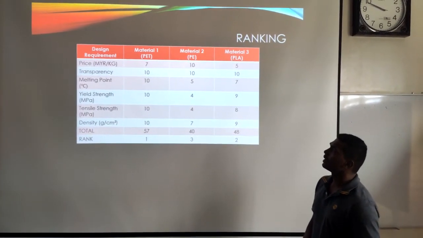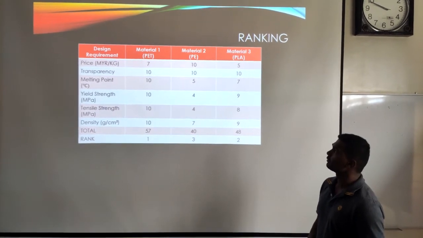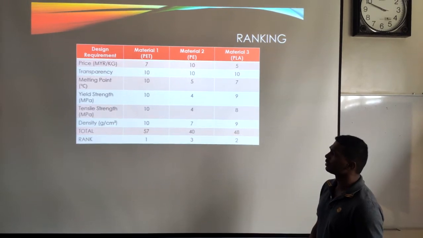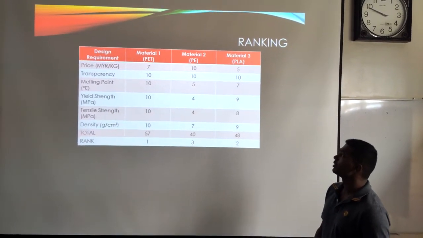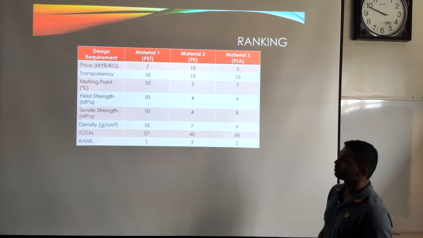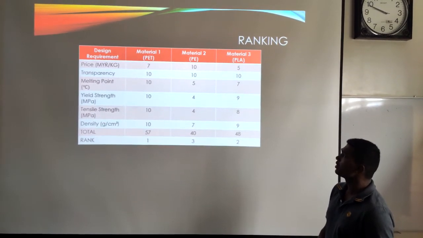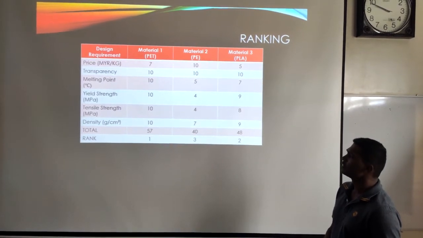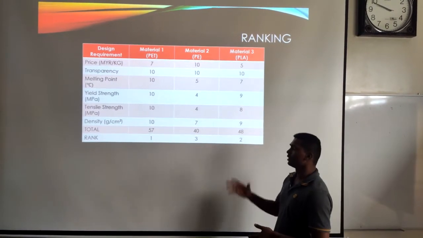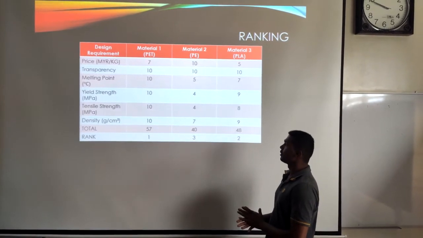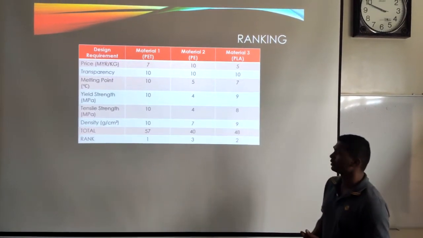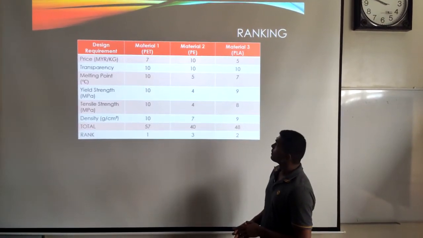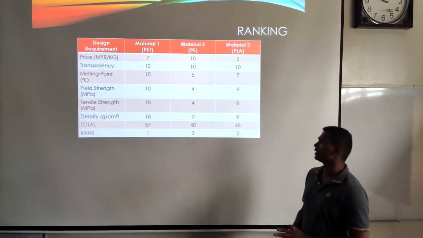For the melting point, PET has got 10, PE is 5 and PLA is 7. Next is the yield strength, PET has got 10, PE 4, PLA 9. For the tensile strength, PET has 10, PE 4 and PLA is 8. Density is 10, 7 and 9. The total for PET is 57, total for PE is 40 and total for PLA is 48. So based on the ranking, PET is at the first place, PE third place and the PLA is second place.